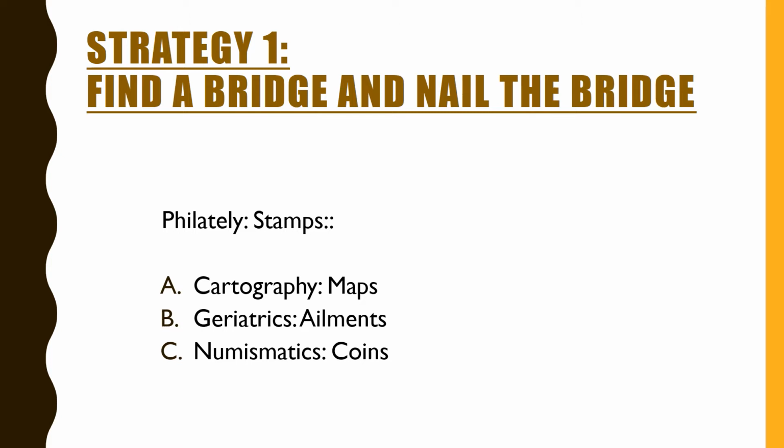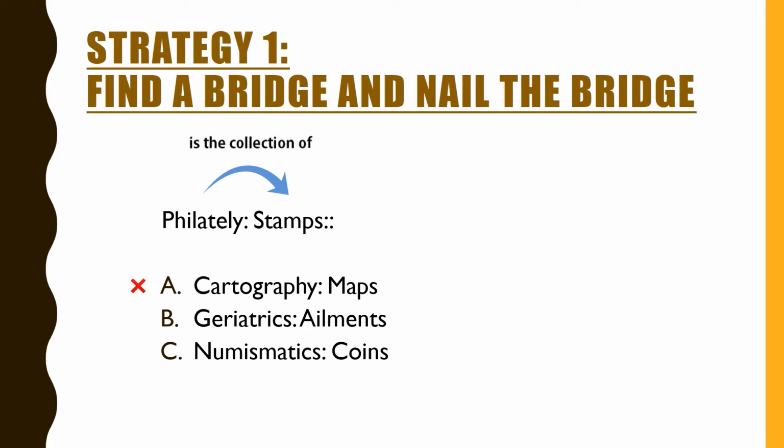Now the strategy is to find a connection between word 1 and word 2 in the question and create a sentence that connects them. So what is philately? It is a collection of stamps. So decide it as your bridge and apply the same sentence to each of the options given. What is cartography? It is a science or practice of drawing maps. But it is not the collection of maps. So that cannot be our answer.